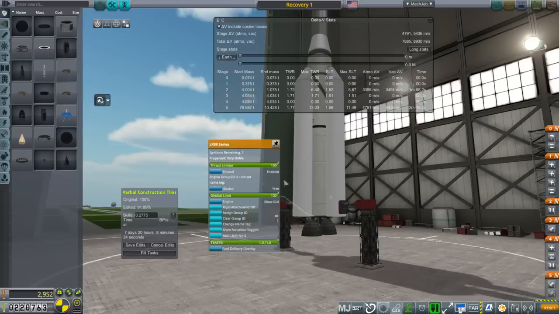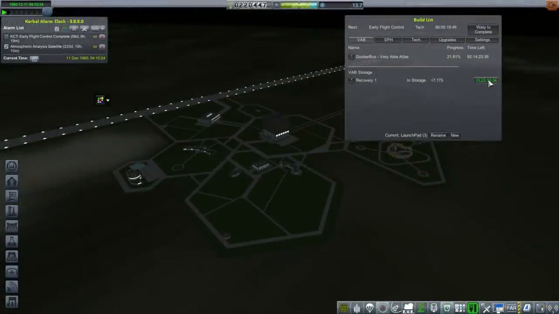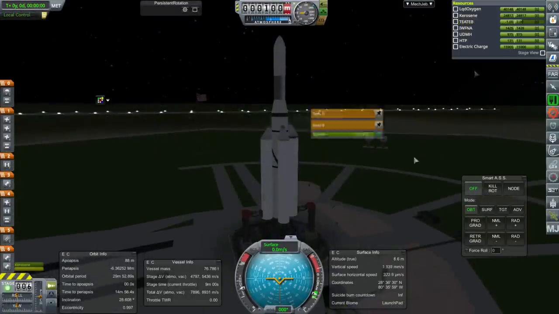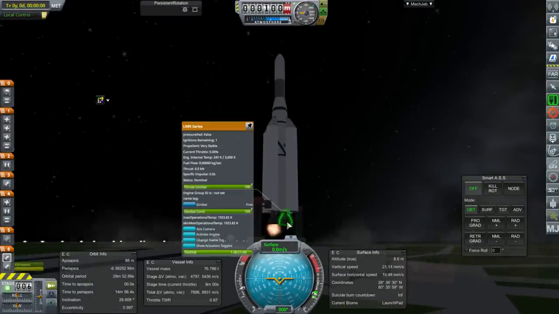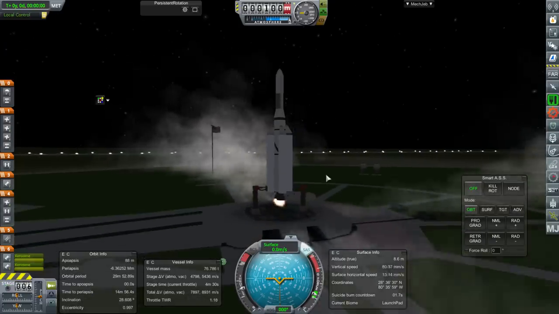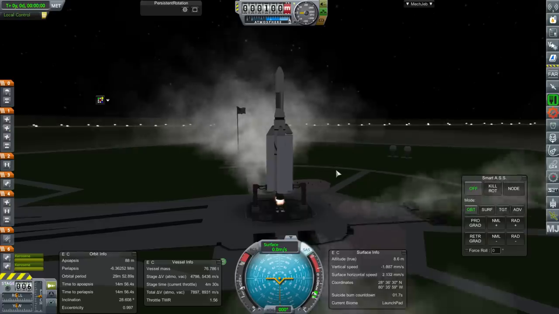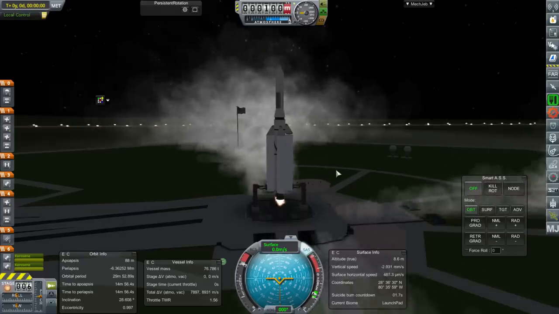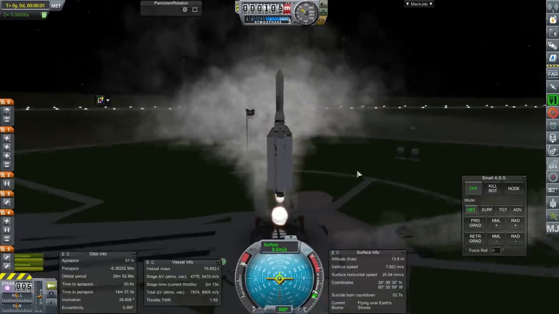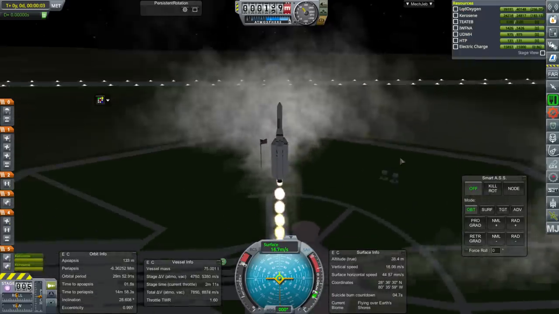Says one more ignition. Okay, so here we go. Spending the extra 7,000 to roll it out again. That one automatically ignited. Okay, activate this one. Alright, looks good. And throttle up and launch. Really launch. It's always something.